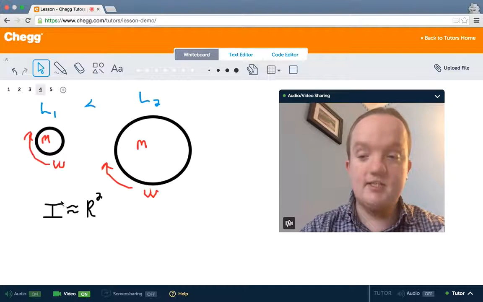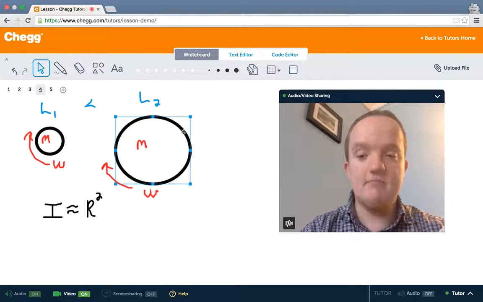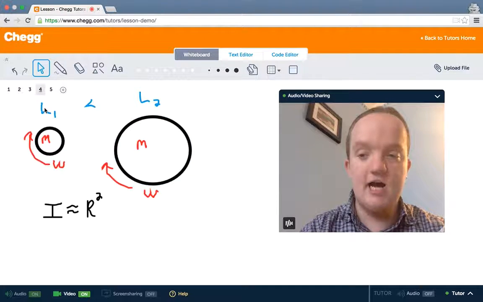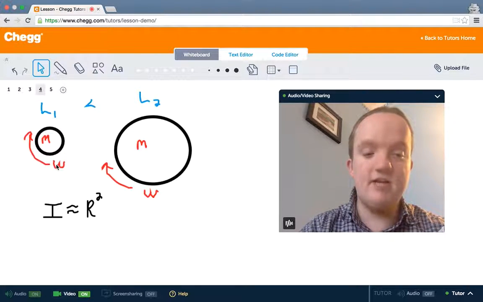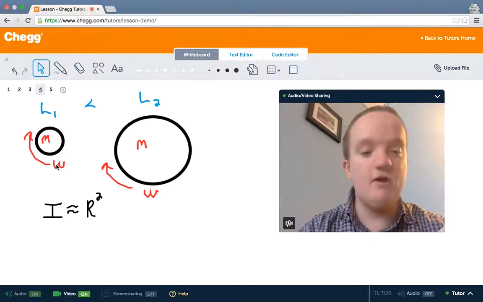In this case, the moment of inertia I is proportional to the radius squared. So if this guy has a radius of r and this guy has a radius of 2r, L2, the angular momentum of the second disk, is going to be 4 times L1, despite the fact that the disks have the same mass and the same angular velocity. So even though there's an analogy between linear momentum and angular momentum, we do not want to consider them the same thing. They actually behave quite differently in a lot of ways.